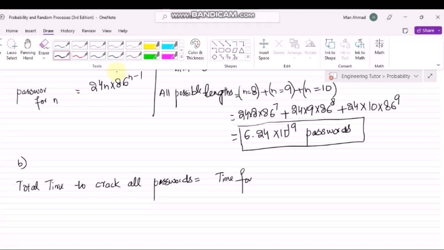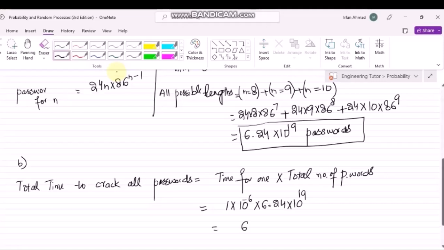Time for one password multiplied by the total number of passwords. The time for one password is 1 microsecond, that is 1 into 10 to the power minus 6, multiplied by 6.24 into 10 to the power 19, and using it I will get 6.24 into 10 to the power 13 seconds here.